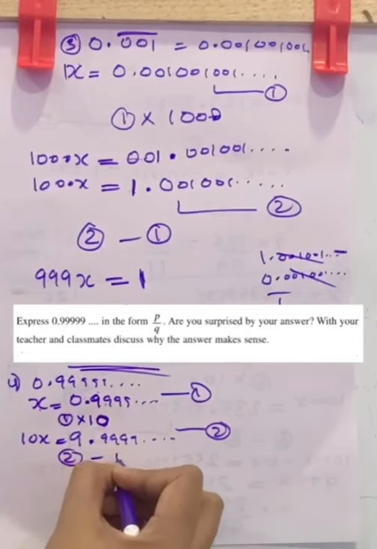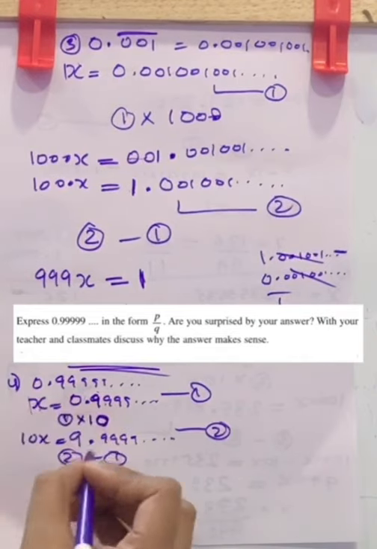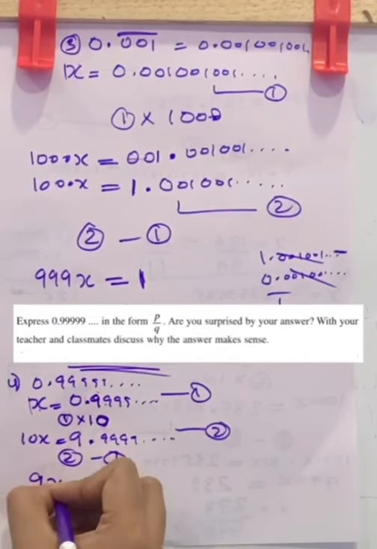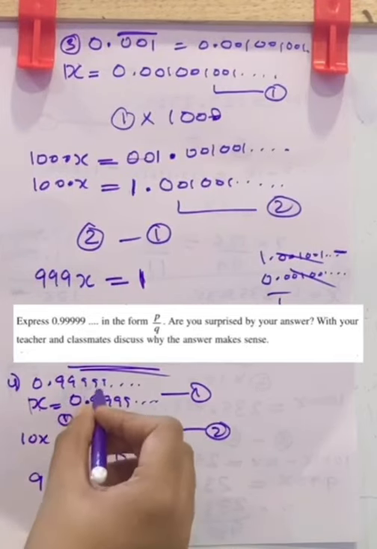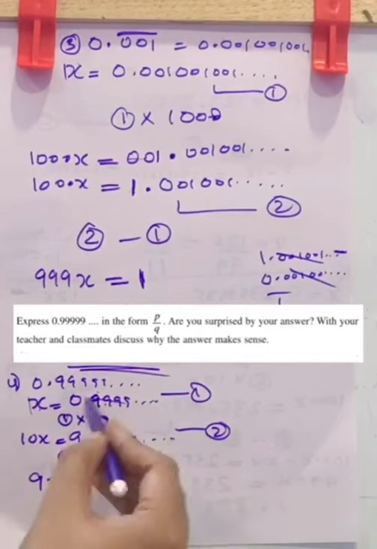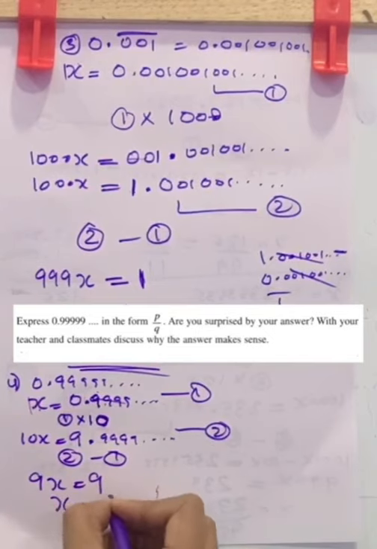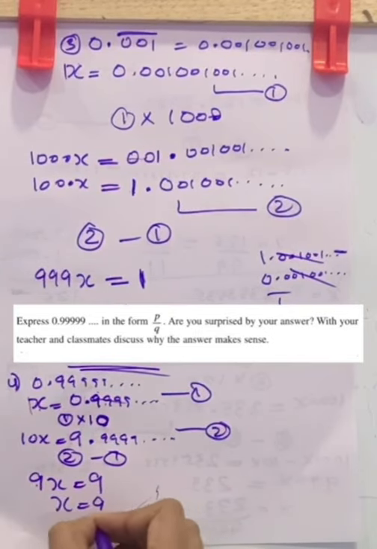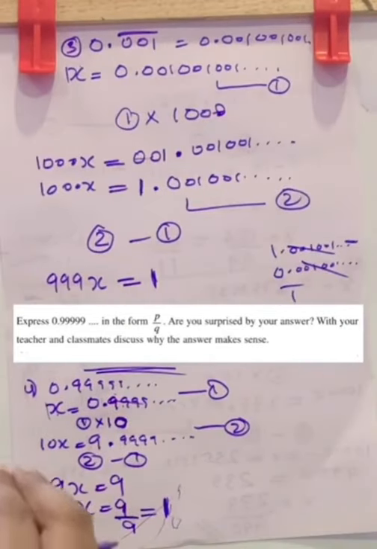Now 2 minus 1. 10x minus 1x. 10 minus 1 is 9. 9x is equal to 9.999 minus 0.999. This 999 will be cancelled. 9 minus 0 is 9. X is equal to 9. This 9 coming to RHS becomes the denominator, that is 9 by 9. Numerator and denominator are the same, which is equal to 1. Any fraction with same numerator and same denominator results in 1.